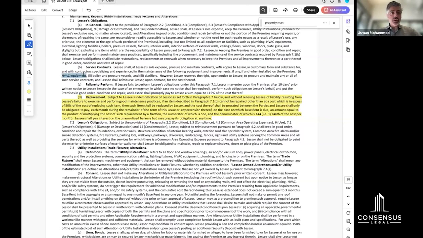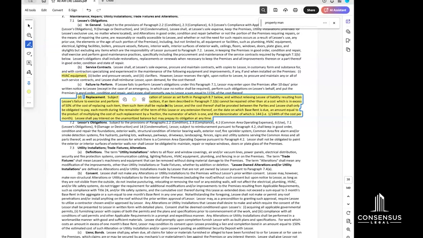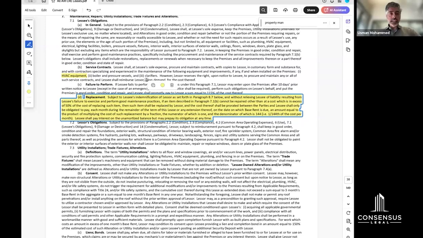What this applies to are things like HVAC equipment. In 7.1B, it refers to HVAC equipment, for example. So if something like the HVAC in a premises needs to be replaced, then lessor can pass through the cost and amortize it over 12 years.